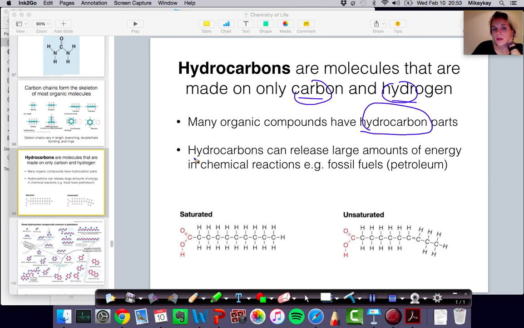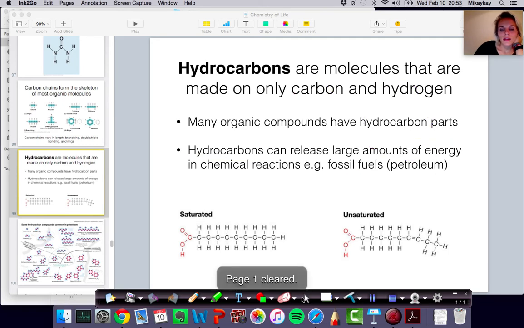What's cool about hydrocarbons is that if they are burned, if they react with oxygen in a heat-releasing reaction, they release a lot of heat energy. So fossil fuels, for example, are hydrocarbons, and when they are burned, as we know, if you've been reading about fossil fuels, they generate a huge amount of energy. They allow our cars to move. They allow us to do all kinds of wonderful things. And I think that's all I wanted to say here.